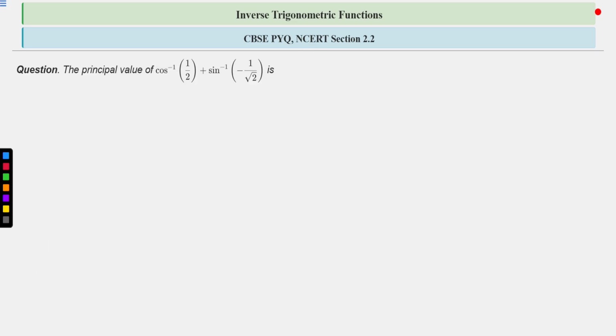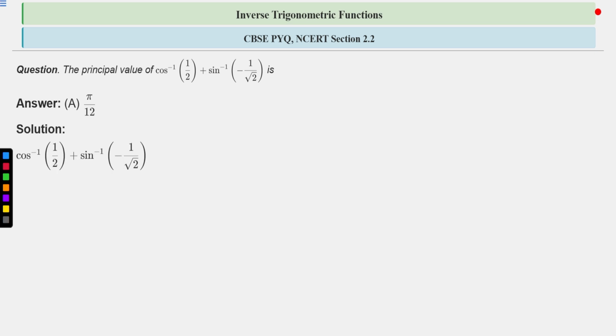So the question is we have to find the principal value of cos inverse 1 by 2 plus sin inverse minus 1 by root 2, right? Let us see the solution. The correct answer will be option A, which is pi by 12. Let us see.